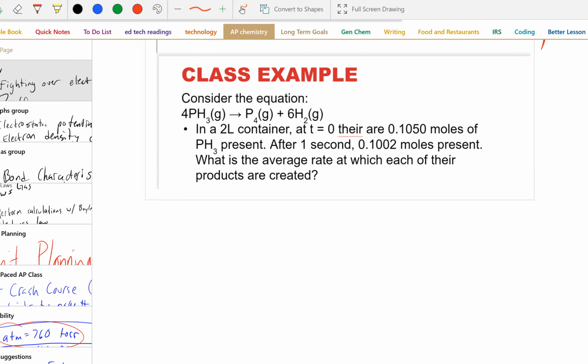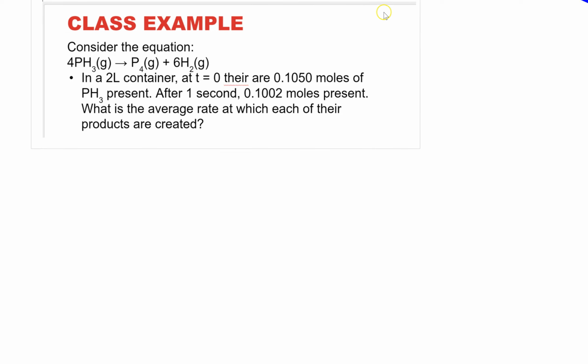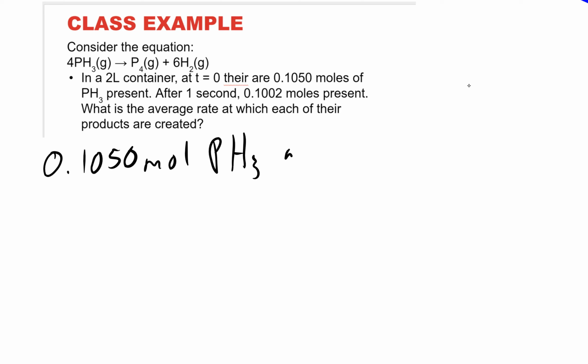Okay, so check it out. I'm now going to be playing with this equation. Consider the equation 4PH3 goes to P4 plus 6H2 in a 2-liter container. At T equals 0, ooh, I had some poor spelling there. There are 0.1050 moles of PH3 present at T equals 0. That means time is 0.